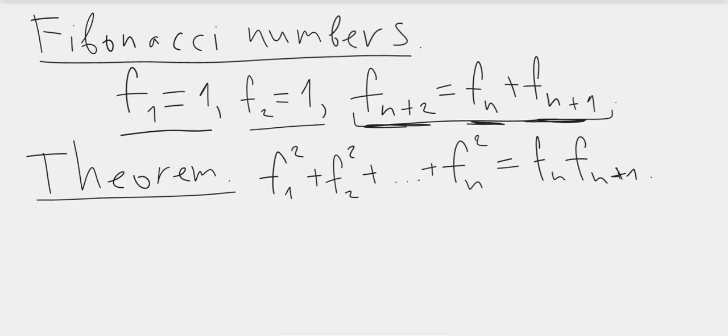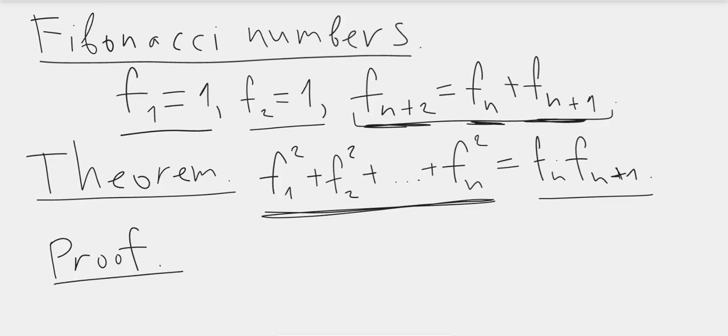In this video I'm going to prove an identity about the sum of the squares of the first n Fibonacci numbers. It says that this sum of the squares is equal to fn multiplied by fn plus 1. The proof is going to be by induction.